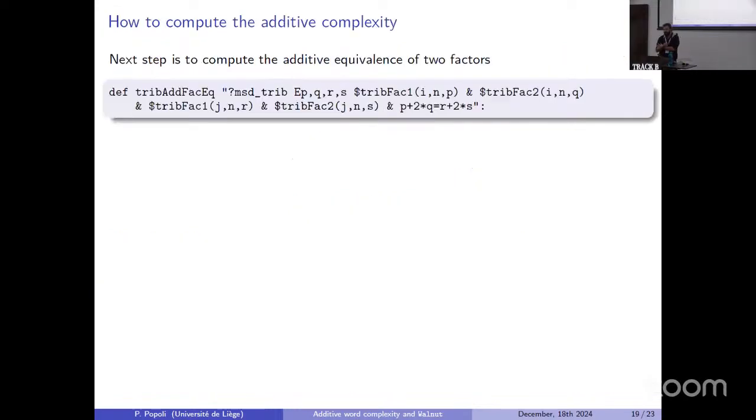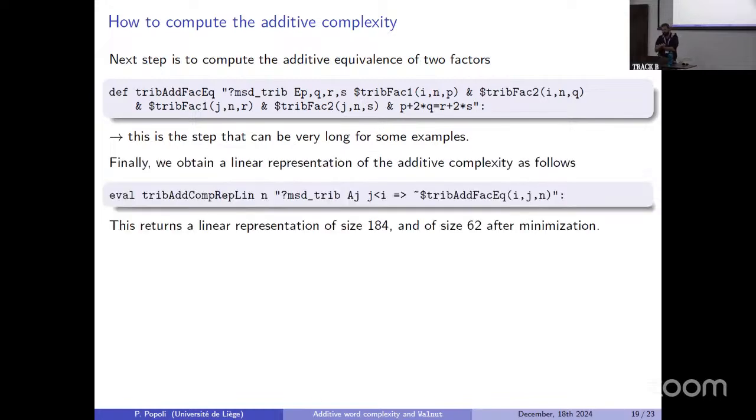And now I want to compute the additive equivalence of two factors. So this can be done like this. If P is the number of 1 in the factor starting at position i of length n, and Q the number of 2, and R the number of 1 in the factor of length n starting at j, and S the number of 2, then I ask whether P plus 2 times Q is equal to R plus 2 times S. So this can be done in Walnut, but here we are in some sense lucky because this step was not so long in our example. But if you take a random example, many times it never ends because it requires too much memory.